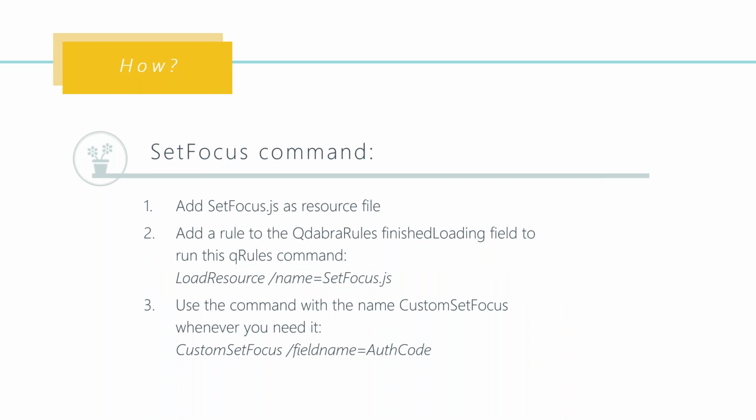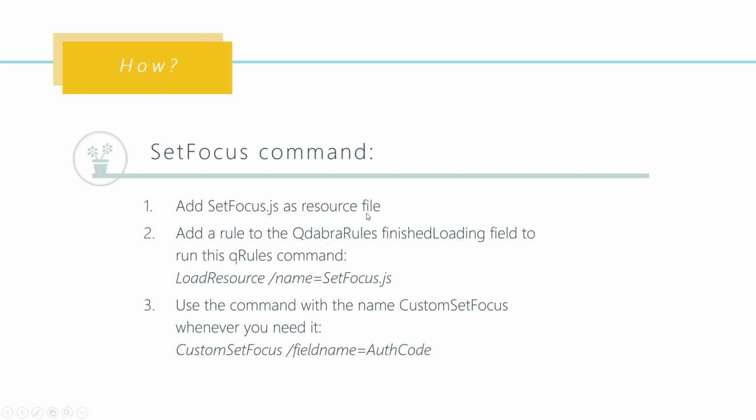So the first thing we want to talk about is the set focus command. This actually makes use of another new Forms Viewer feature called custom QRules commands. And this is something that's coming out in the next version. The idea is that you can just drop a bit of script into your form, and the command is available for use. We're going to be talking about that more in an upcoming webinar in 2 weeks.